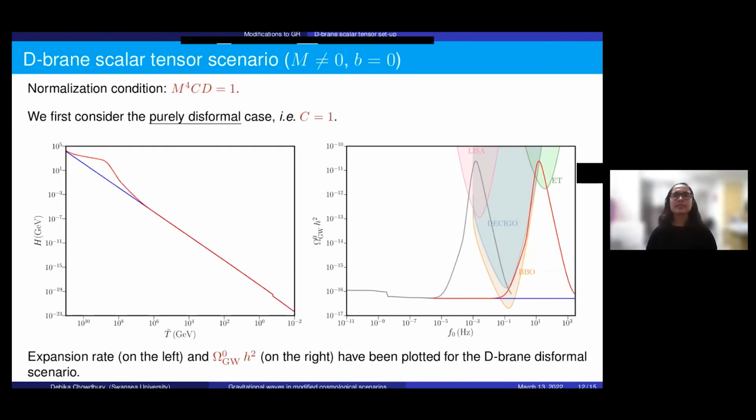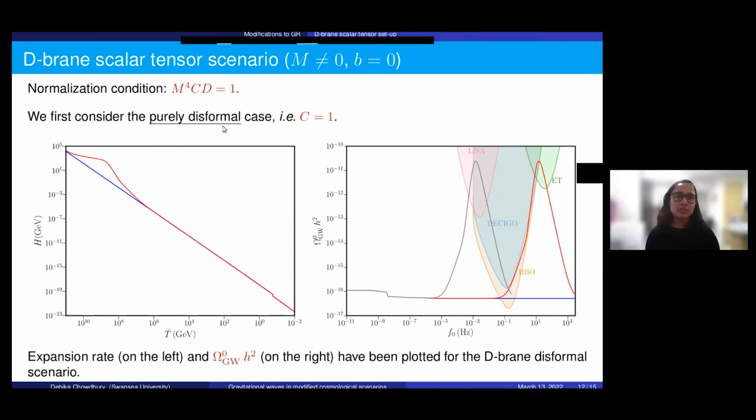The next one is the D-brane scenario, which in contrast to the phenomenological scenario, has this sort of a normalization condition instead. And first we will consider a purely disformal case where C is 1. So D is actually 1 by m power 4, which means that D is actually a constant. m here can be related to the tension of the D-brane, but it is a constant.